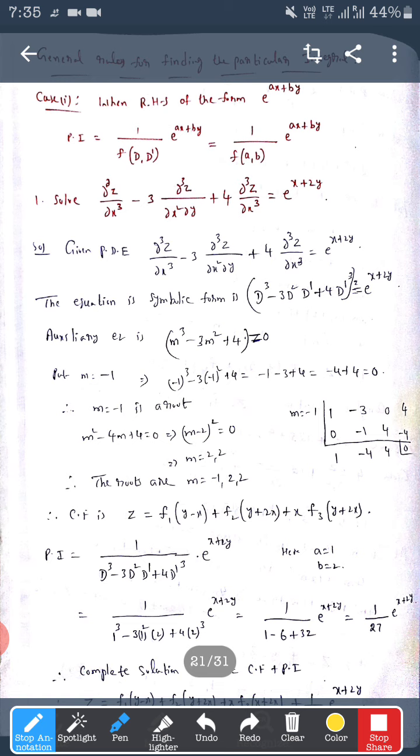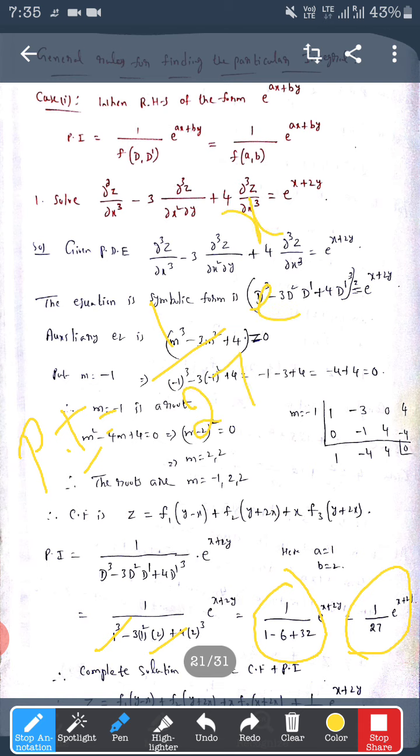Therefore, if you write in place of D 1 and in place of D dash 2, this becomes 1 by minus 6 plus 12, that means 1 by 27. This is 1 by 27 into e power of x plus 2y. Therefore, PI is equal to 1 by 27 into e power of x plus 2y.